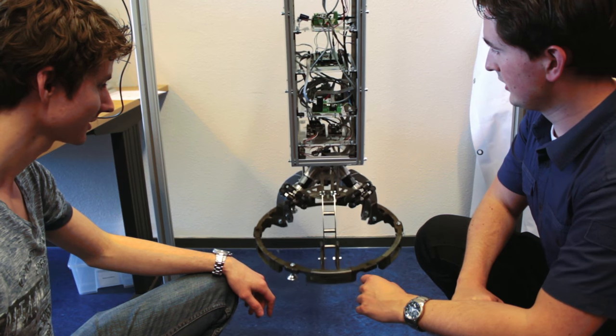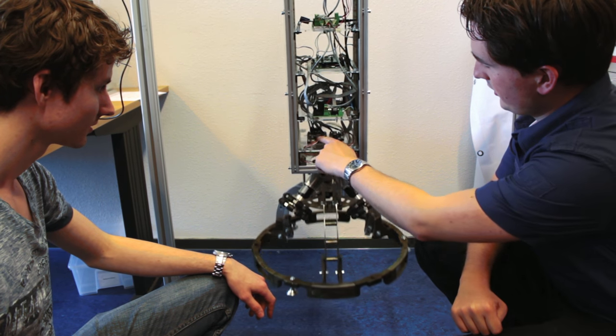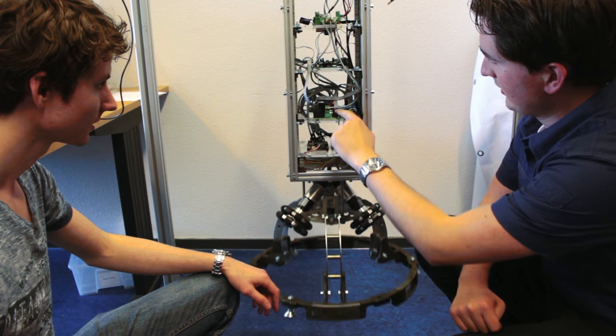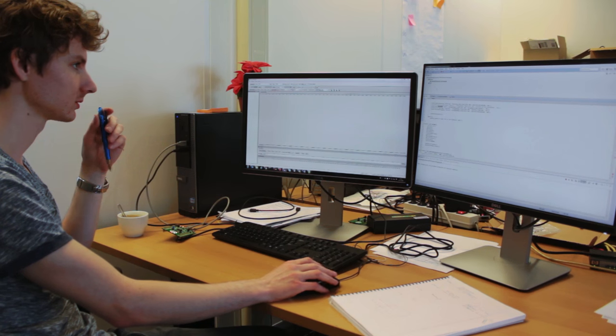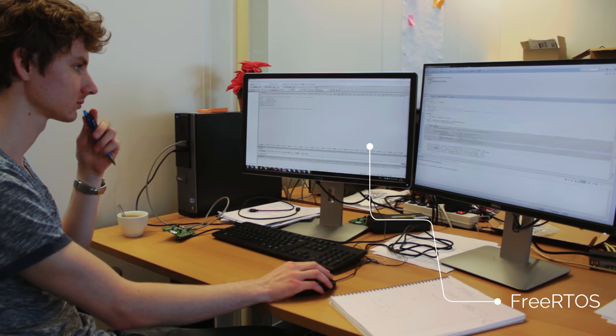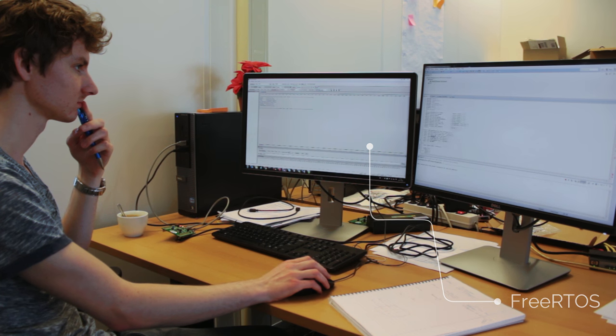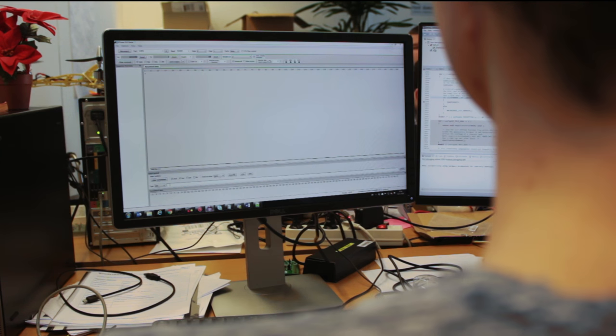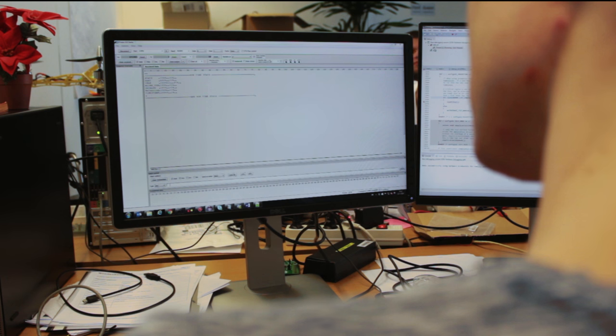The low-level control also increases in functionality. Thus, we need to be able to control more tasks. The FreeRTOS programming we are currently working on is used to schedule the priority of all tasks. This makes sure that the balancing task is always a high priority.